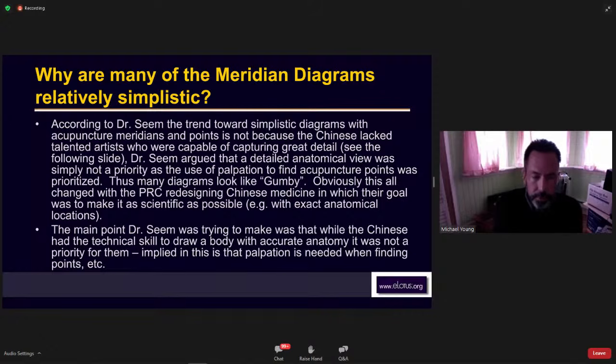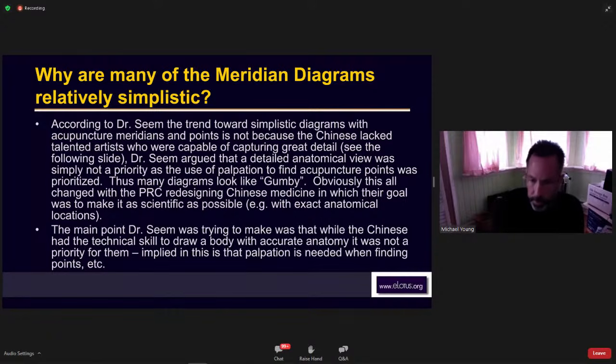So this all changed, like many things, with the PRC redesigning Chinese medicine, and they wanted to make it as scientific as possible. So they got into more exact locations of the points, in cun. But that wasn't always the case.